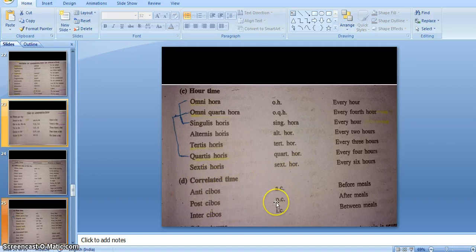Correlated time means that particular medicine or dosage form, when and with what, means when and how to take, right? Ante cibos means before meal, right? That particular antacid is generally taken before meal. During the prescription of antacids, the doctor writes ante cibos, that is AC, that is before meal, that particular antacid should be taken before meal.